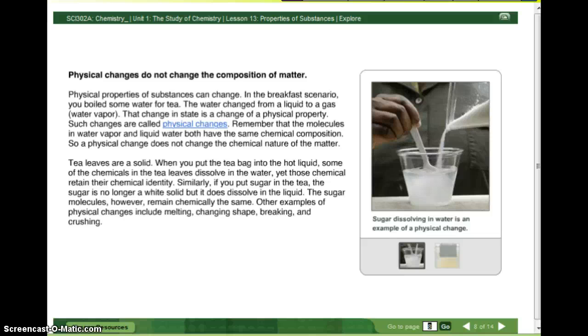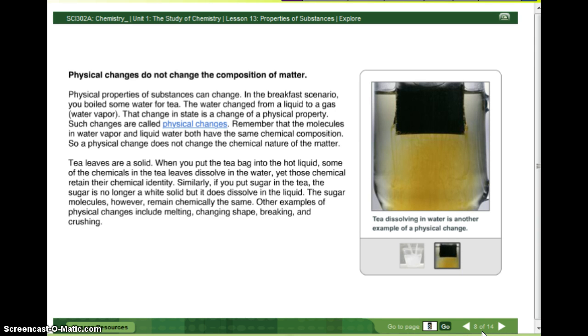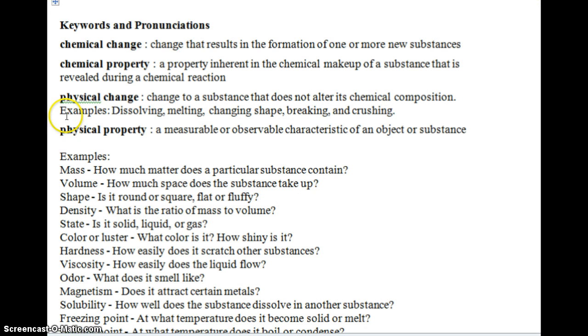Other examples of physical change include melting, changing shape, breaking, and crushing. Sugar dissolving in water is an example of a physical change. Tea dissolving in water is another example of a physical change. And I added to our notes: physical change, a change to a substance that does not alter its chemical composition. Examples: dissolving, melting, changing shape, breaking, and crushing. And of course, all of you should be singing right now at home, phase changes are for physical.